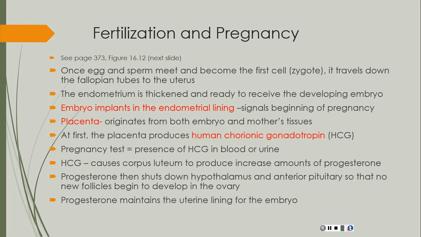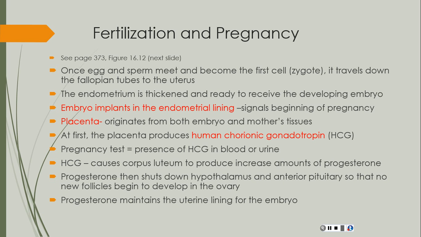Okay, well, it's different when fertilization takes place, obviously in pregnancy. So look at page 373, figure 16.12, and we'll look on the next slide too. Once the egg and the sperm connect and become the first cell, the zygote, it travels down the fallopian tube, or uterine tubes, or oviducts, if you will, to the uterus. Fertilization usually happens in the fallopian tubes, not in the uterus.